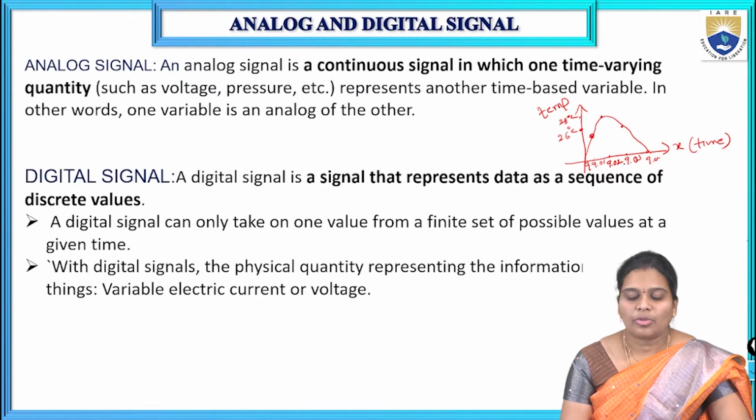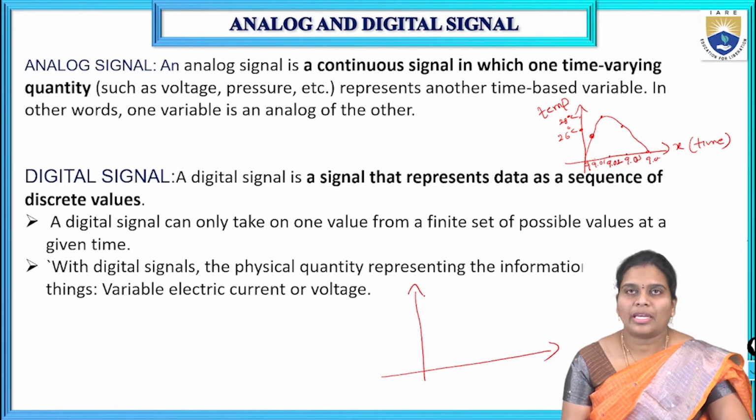Coming to the digital signal, it depends on different instants of time. Here also we want to measure the temperature, but we take only some instants of time, such as every hour, every 2 hours, or every 3 hours. On the x-axis we take time, and on the y-axis we take temperature, with an instant of 1 hour.